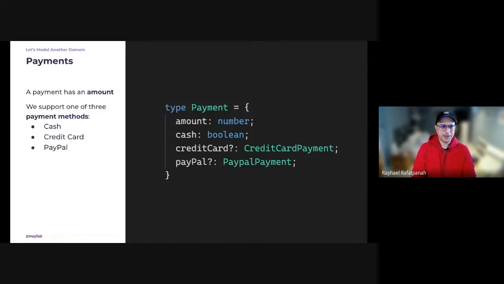So we're going to take a step into a different domain, payments. It's kind of like cooking ratatouille, but a little bit different. So in our payments domain, we'll focus on two different parts. One, a payment has an amount, and two, a payment has one of three different payment methods: cash, or credit card, or PayPal. And we can see our type definition on the right, where we have a type payment with 4 different fields: amount, cash, credit card, and PayPal. And we can see this question mark over here means that these 2 fields, credit card and PayPal, are optional, which means that if these didn't exist in this object, it's totally fine.